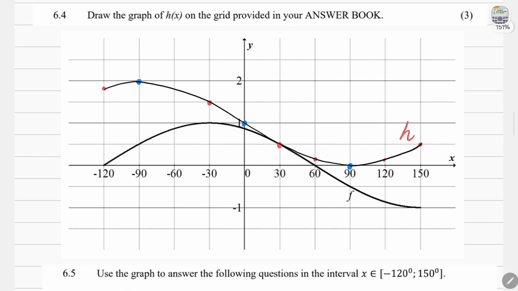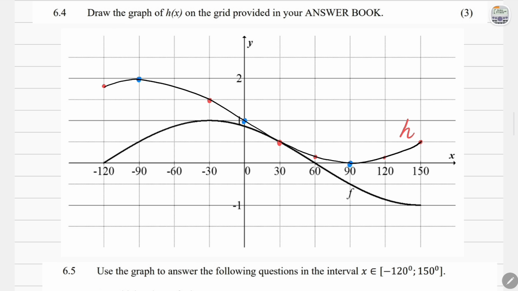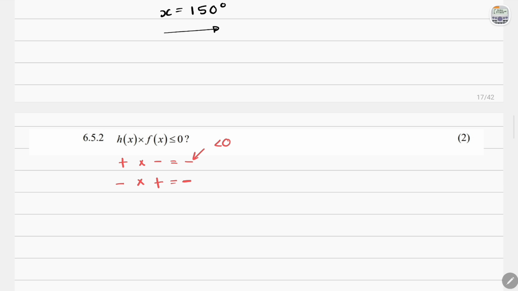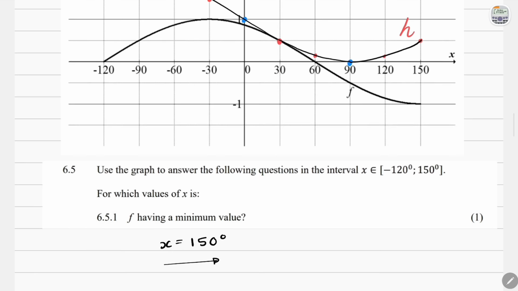Okay, so looking at our graphs, where is h positive? When we're referring to where it is positive, we're referring to the y values. Where are its y values positive? We have positive y values all through here and negative y values here. So if the graph lies above the x-axis, it has positive y values. If it lies below the x-axis, it has negative y values. So we need to ensure that the graph of h is above the x-axis, and at the same time the graph of f is below the x-axis.